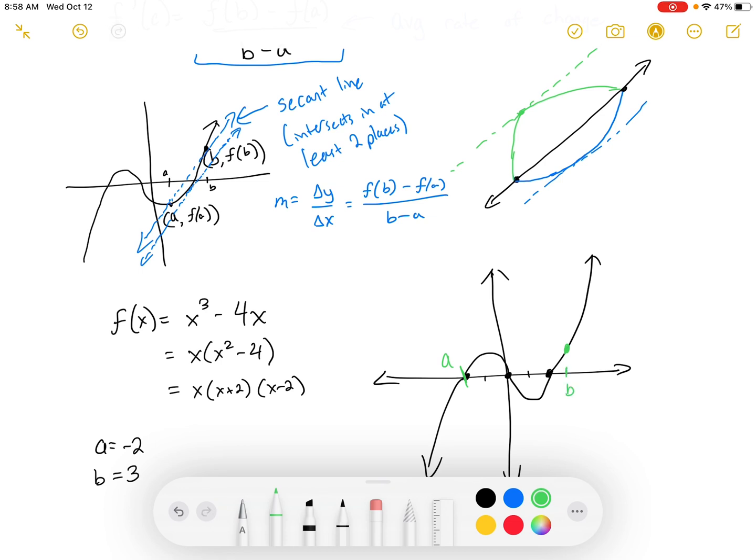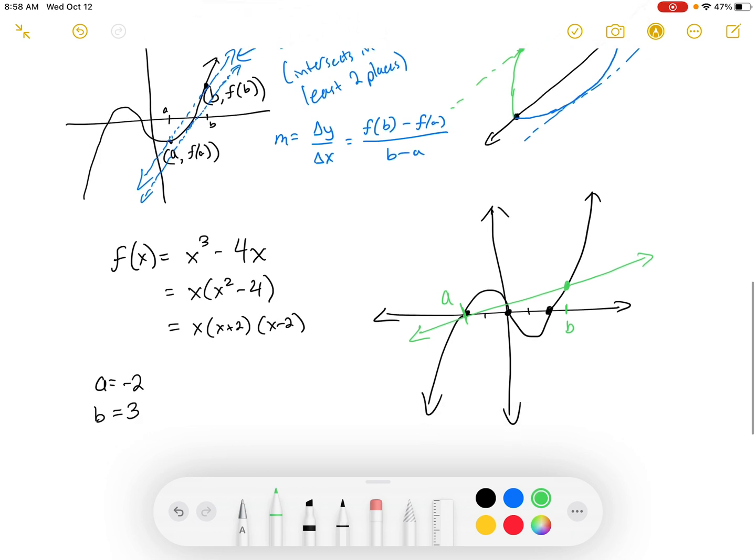This is f of b up here. And we can draw the secant line, and obviously it's going to intersect the curve more than twice, but that doesn't matter. Here we are. And so we are saying that in between a and b, there's some point where the derivative is going to have a slope that is equal to this average rate of change.